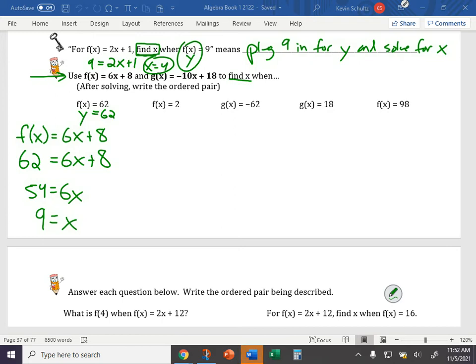Things you're wondering. Would the order of pairs be written the other way around? Good, yeah. When we write the ordered pair, an ordered pair always has to be x, y. That's the order of it. So our x value is what we found, 9. Our y value is what we were given, 62. So the ordered pair is 9, 62.